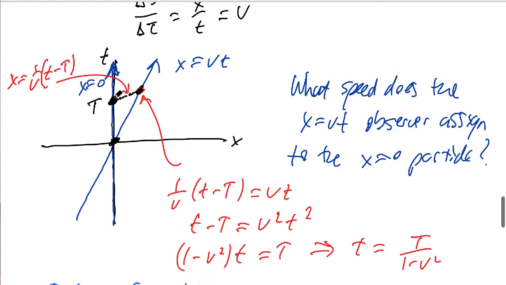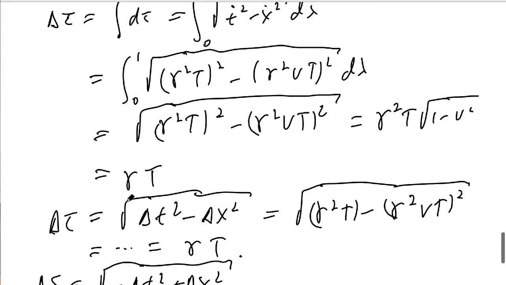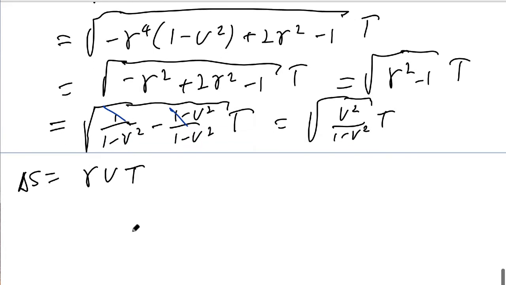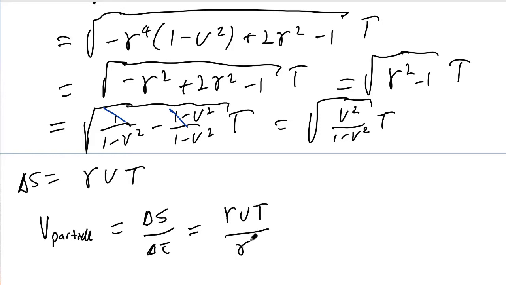So again, what we're computing is we want to compute the speed of this particle as seen by this observer. So we now have the time interval, it's gamma times capital T, and we have now the space interval. So the velocity of the particle as seen by the observer is delta s over delta tau, which is gamma vT divided by gamma T, which is just v.